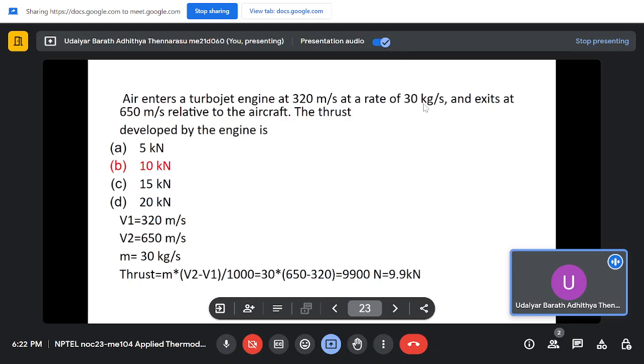So we know the mass of air coming in, 30 kg per second, and the velocities are 650 and 320. So the difference is, sorry, 330. Multiplying by 30 comes out to be 9900 Newton, divided by 1000 equals 9.9 kilonewton. I divided by 1000 to give the answer in kilonewtons. So this is coming out to be 9.9 kilonewton, which is close to 10 kilonewtons. So the answer is option B.